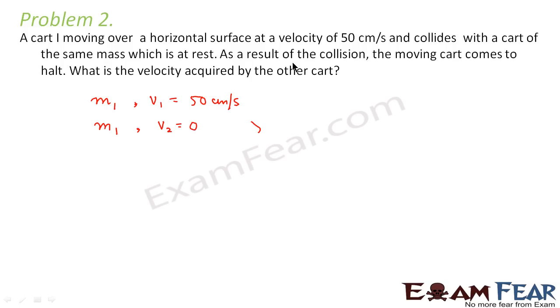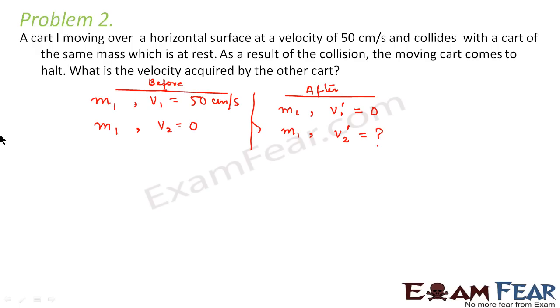Now both of them collide. As a result of the collision, the moving cart comes to halt. So this is the scenario before collision. Now what happens after collision? Let's see. After collision, the mass which was moving before comes to rest. That means m1 comes to rest. So the velocity of m1, that is v1 dash, becomes 0. What is the velocity acquired by the second cart? That means for the second cart, mass is still m1. And what is the velocity acquired? So we need to find the value of v2 dash. So here also we will apply the momentum conservation.